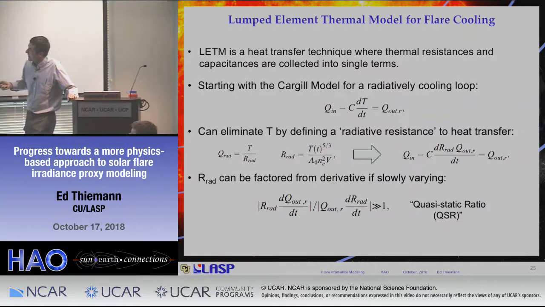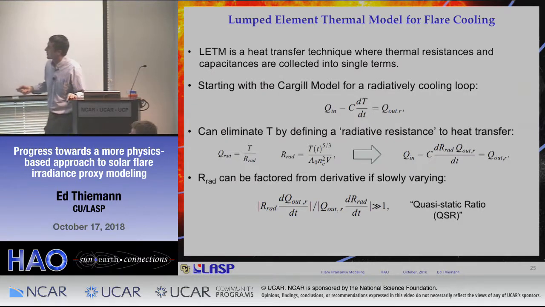We can eliminate temperature by defining a radiative resistance to heat transfer. And so the temperature and the radiative resistance are related to the radiative cooling term according to this expression here. And we can relate the radiative resistance to the plasma parameters with this expression here. And so we can substitute temperature for the product of the radiative resistance and the radiative cooling term. And so we've eliminated temperature from the expression. And the next thing we want to try and do is squeeze this thermal resistance out of the derivative. But we can only do that if it's varying slowly with respect to the cooling term.